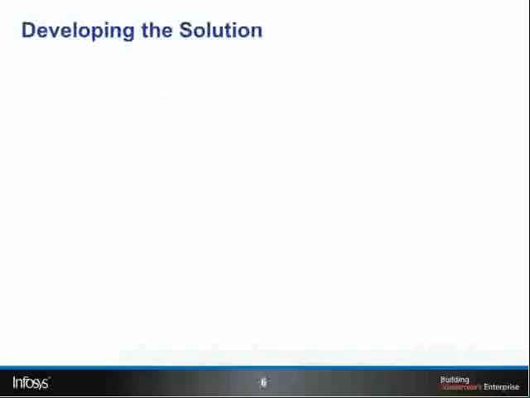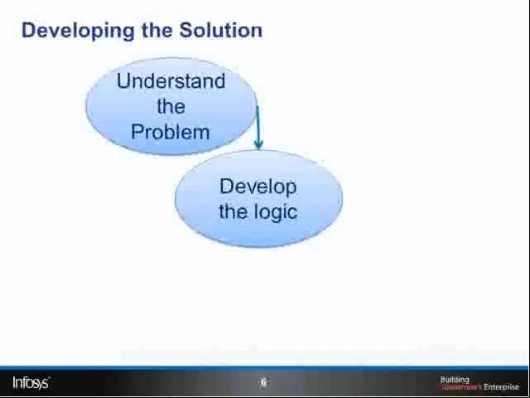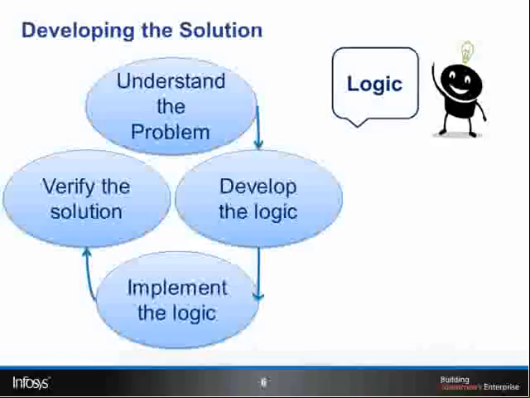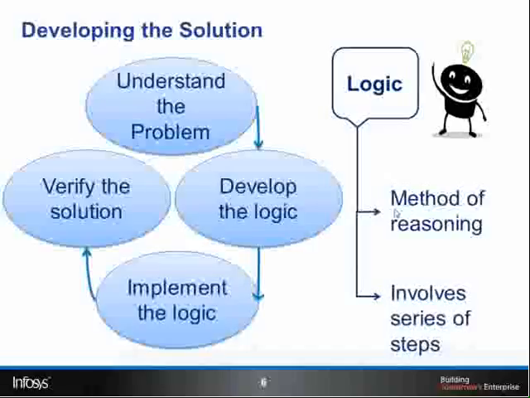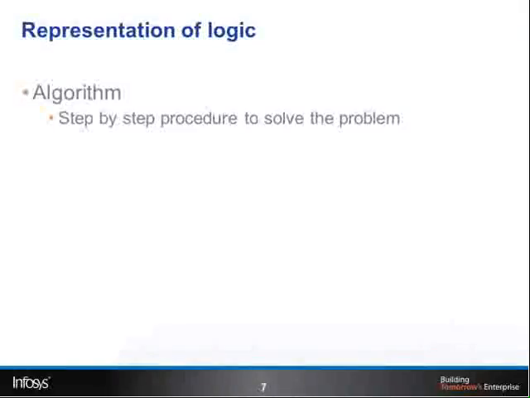To solve a problem, first we must understand the given problem. Then we develop a suitable logic, followed by implementing it and verifying the solution. Logic is a method of reasoning, and it requires thinking in a step-by-step manner. We need to represent the logic in some form. We use algorithms to represent the logic. An algorithm is a step-by-step procedure to solve problems.